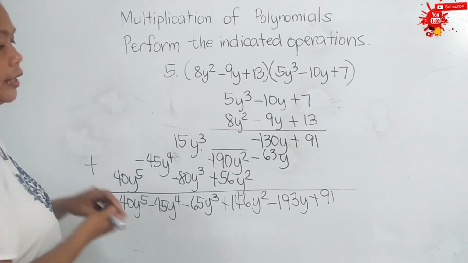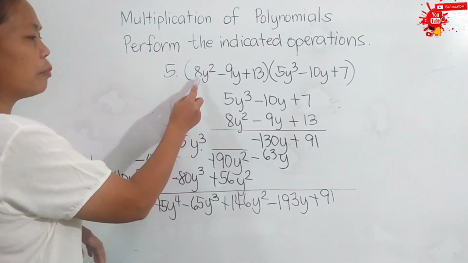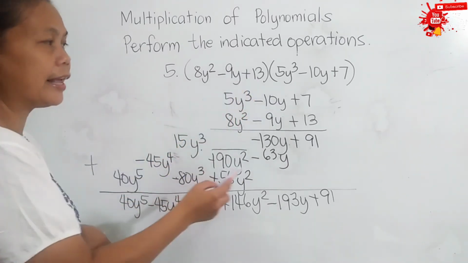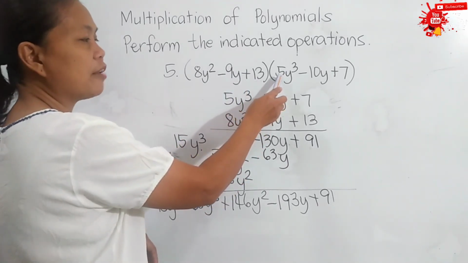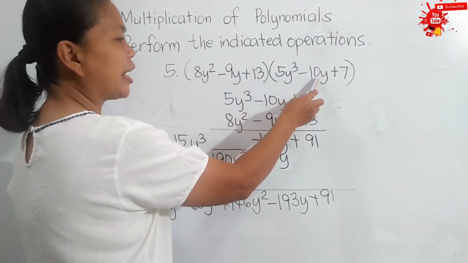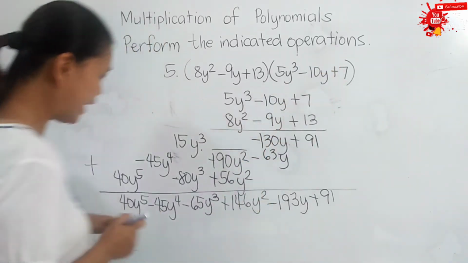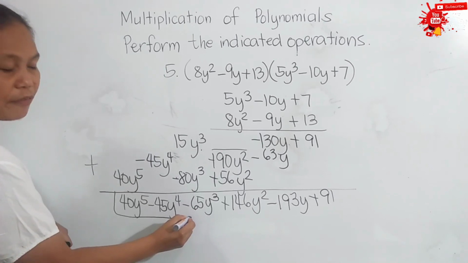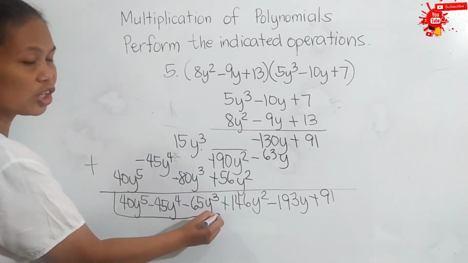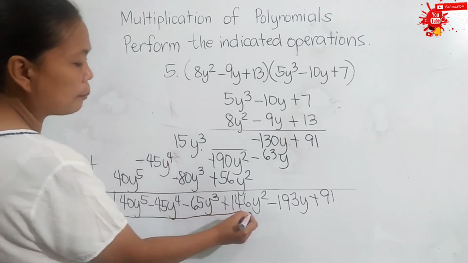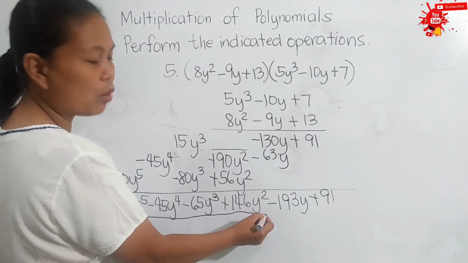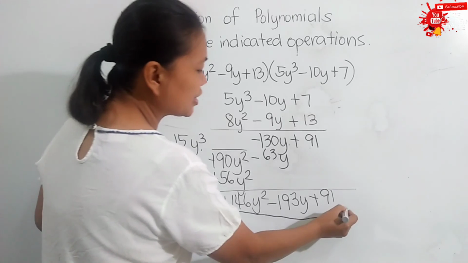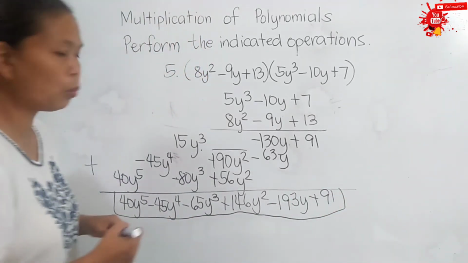So therefore, the product of the polynomial 8y squared minus 9y plus 13 and the polynomial 5y cubed minus 10y plus 7 is 40y to the fifth minus 45y to the fourth minus 65y cubed plus 146y squared minus 193y plus 91.